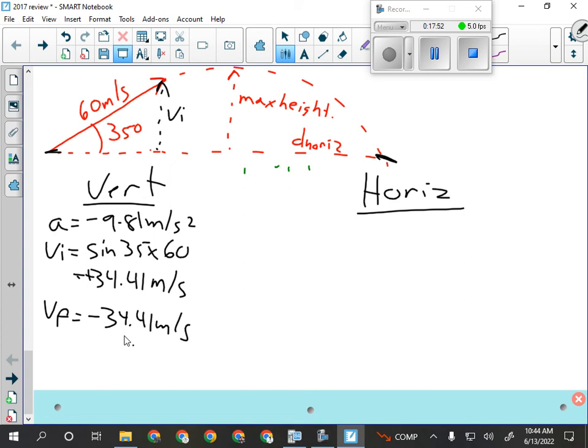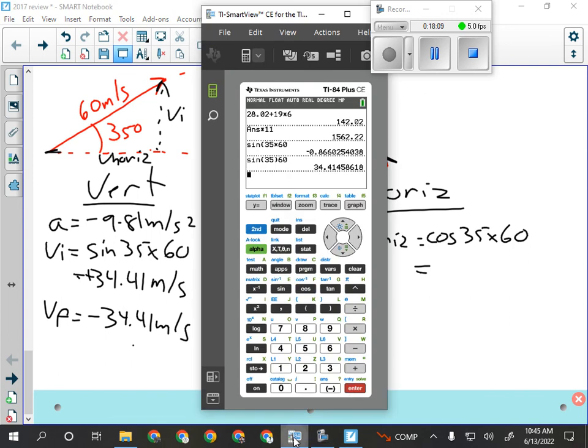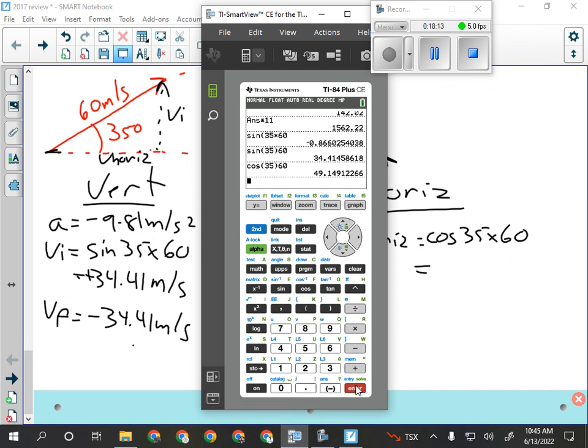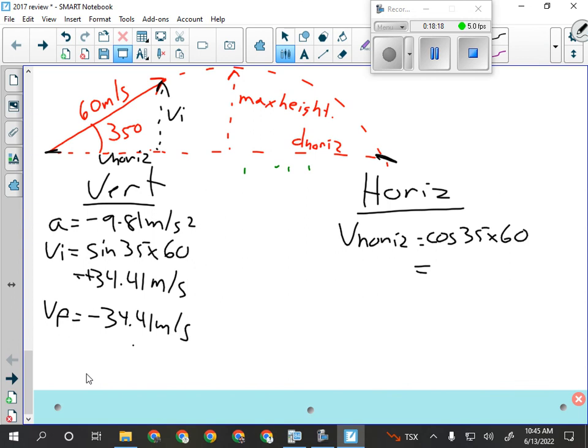All right. And then horizontally, I can calculate V horizontal. It's the adjacent side of that triangle. So that'll mean taking the cos of 35 and multiplying by 60 meters per second. Okay, so we got 49.15 meters per second. Okay, so we've got that. That's not going to change. That's a constant velocity over there.